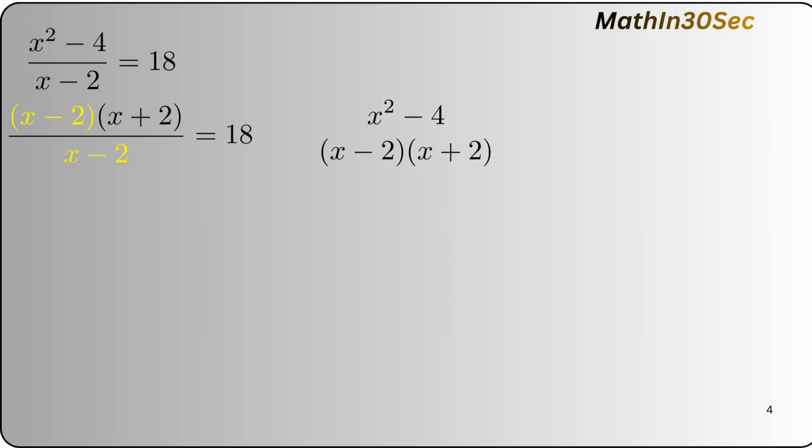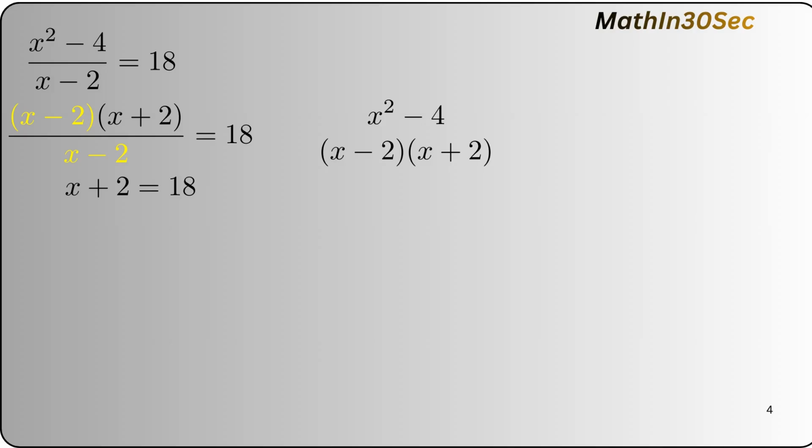Now, notice that we have x minus 2 both at the top and at the bottom. That means we can cancel them out. After canceling, we're left with x + 2 = 18.